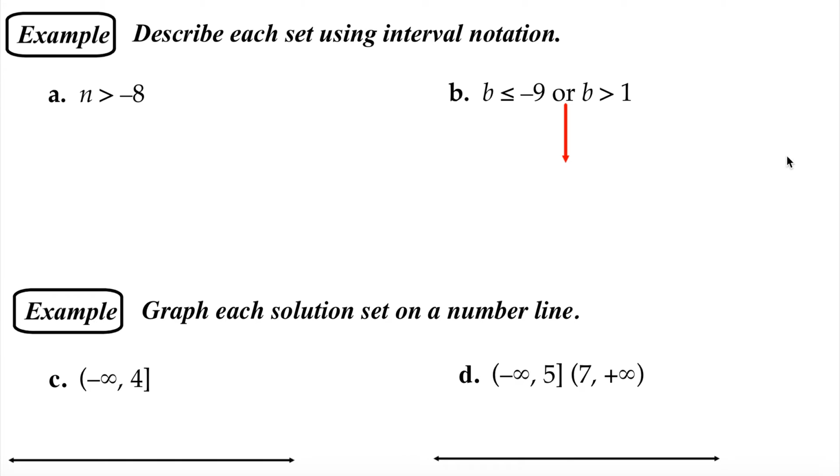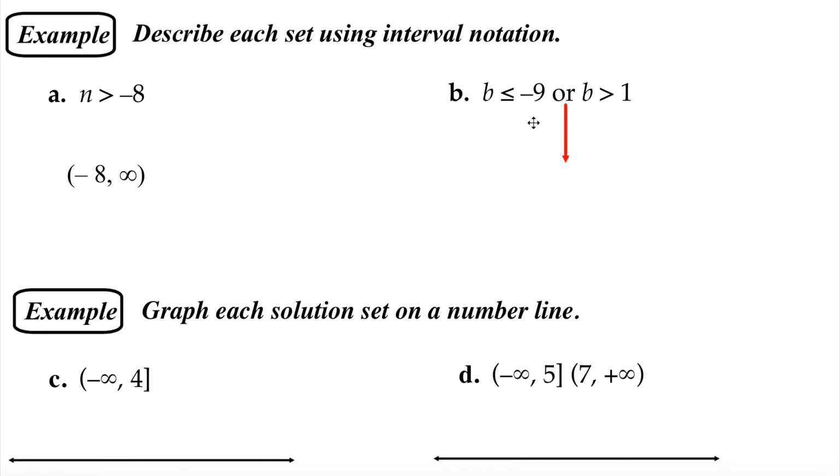Describe each set using interval notation. This says anything that's bigger than -8, -8 not included. There's no equal to with it, so it's a parenthesis with the -8. And that is the left-hand side, right? Everything to the right of that would be included, so it goes to infinity.